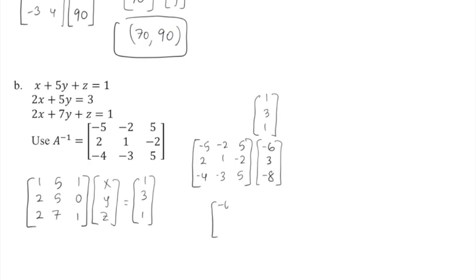So what we have here is this -6, 3, and -8 matrix is equal to our XYZ matrix, which means the solution is x equals -6, y equals 3, and z equals -8.